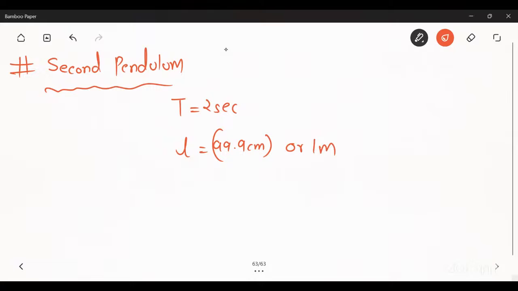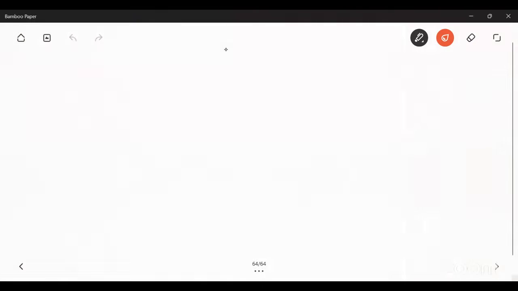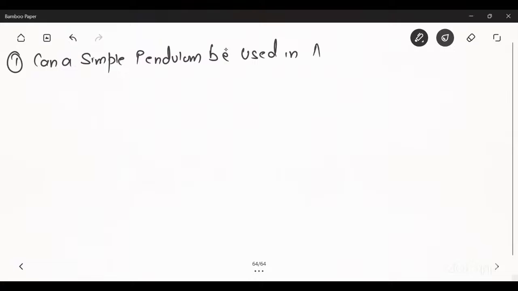Some questions I have discussed in the previous class. Now the first question is: can a simple pendulum be used in artificial satellites?